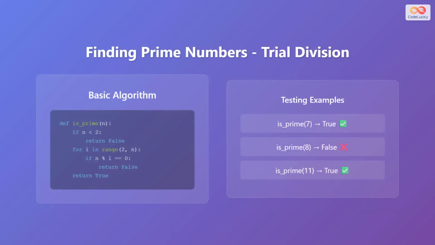One basic algorithm to find prime numbers is called trial division. First, if n is less than 2, then it is not a prime number. Next, for each number i from 2 to n-1, if n is divisible by i, return false because it is not a prime number. If you went through all the numbers from 2 to n-1, and none of them divided n, then n is prime.